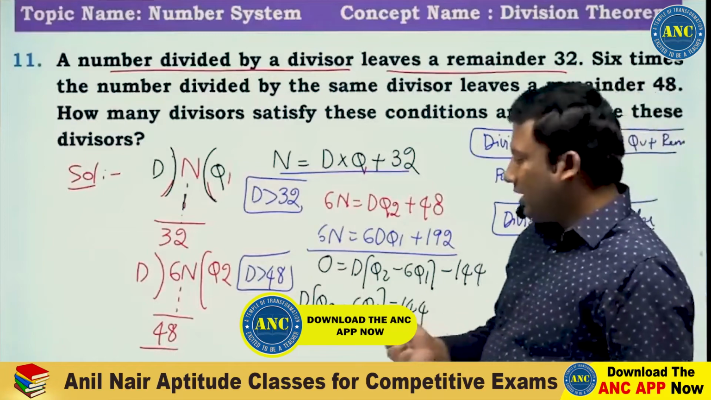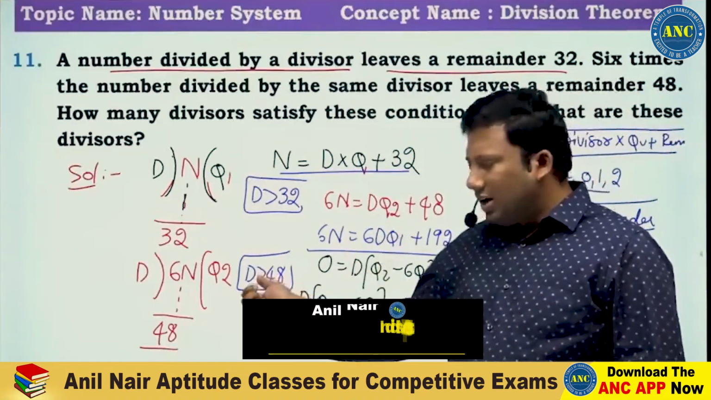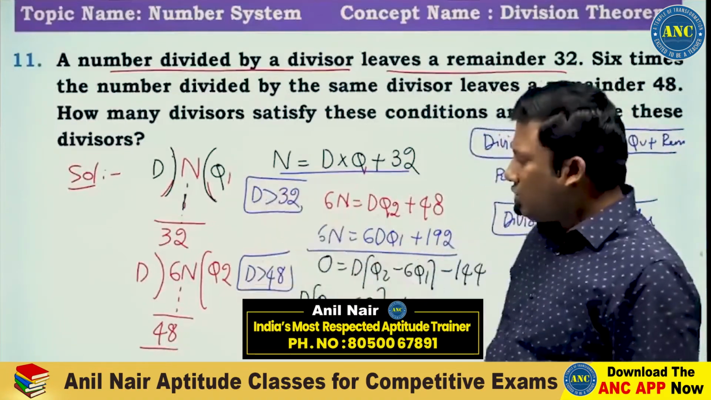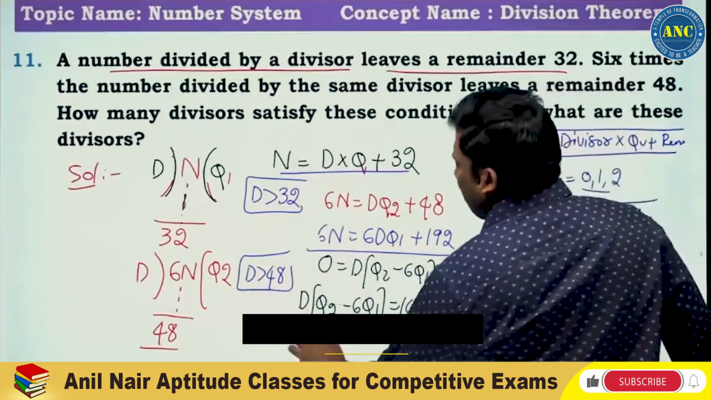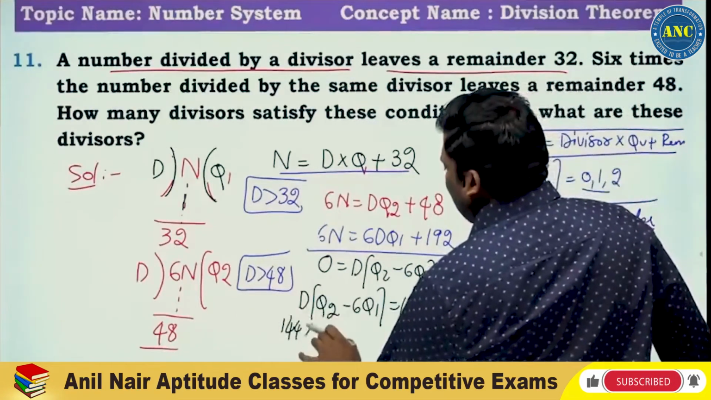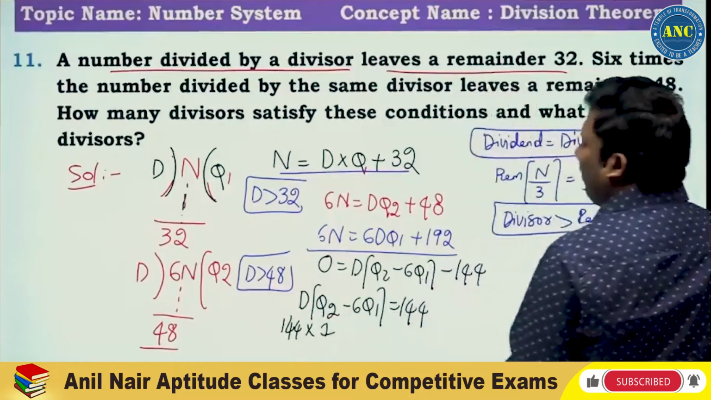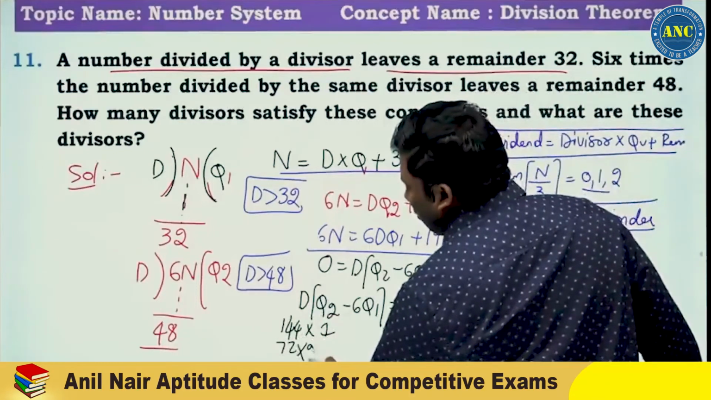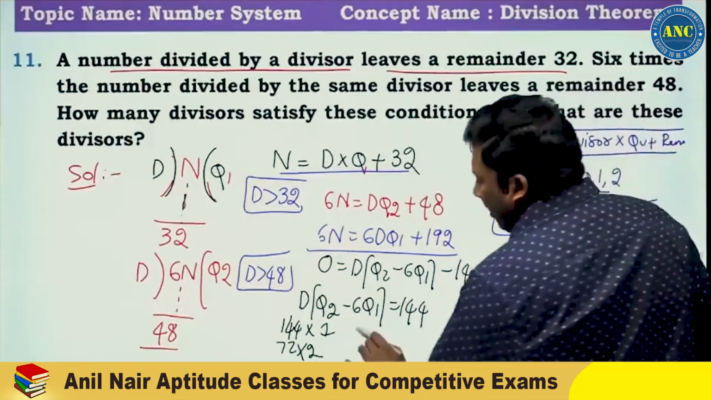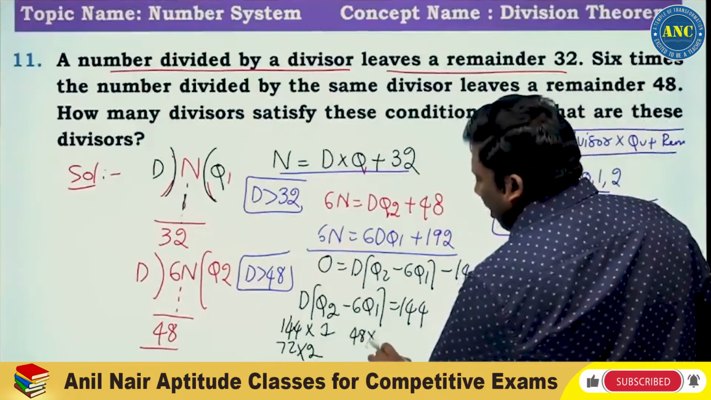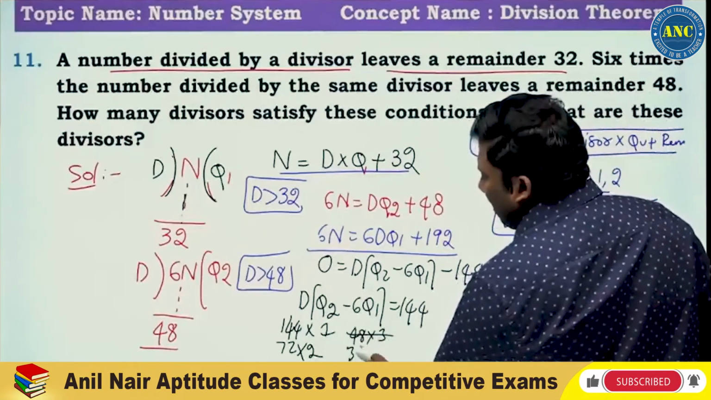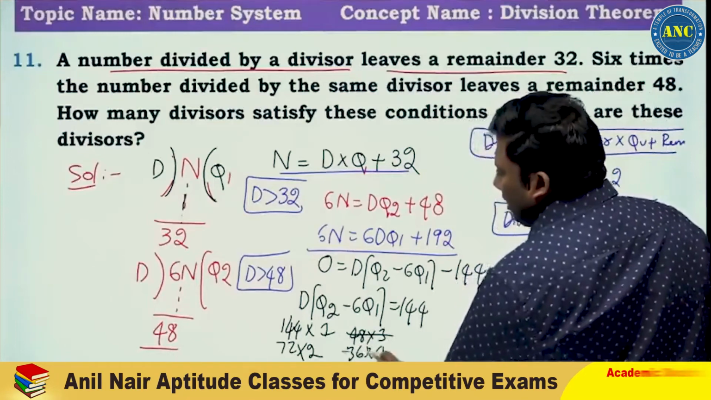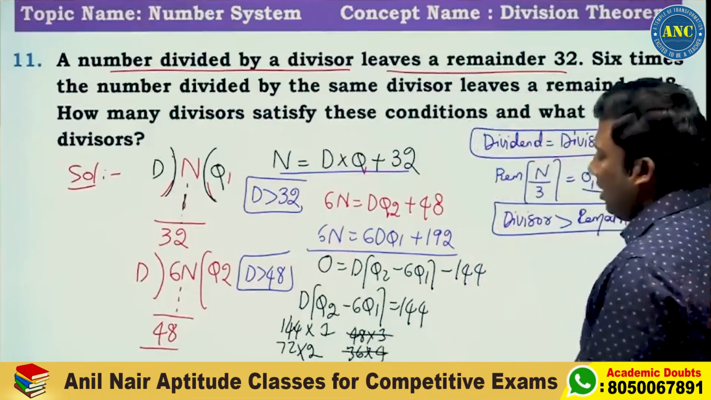Now we got the cases. d should be greater than 48, and d should be greater than 32. That means 144 into 1: d is 144, a possible case. 72 into 2, a possible case. 48 into 3, not a possible case. 36 into 4, not a possible case. Are you all with me?